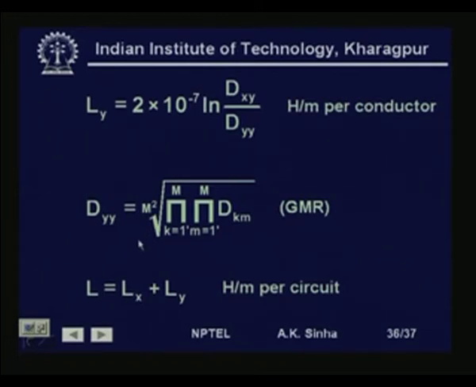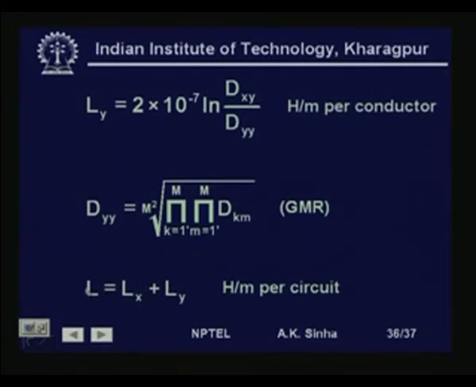Similarly, we can calculate the inductance of the conductor system y, which will be equal to 2 into 10 to the power minus 7 log n dxy by dyy Henrys per meter per conductor, and here dyy will be equal to m squareth root of product k is equal to 1 dash to m and multiplied by product m is equal to 1 dash to m into dkm, that is the product of all the distances from each subconductor to other subconductor for all the subconductors in conductor y, and the circuit inductance will be the inductance of conductor x plus the inductance of conductor y, because that is the total circuit that we have consisting of both the conductors in which the current is flowing.